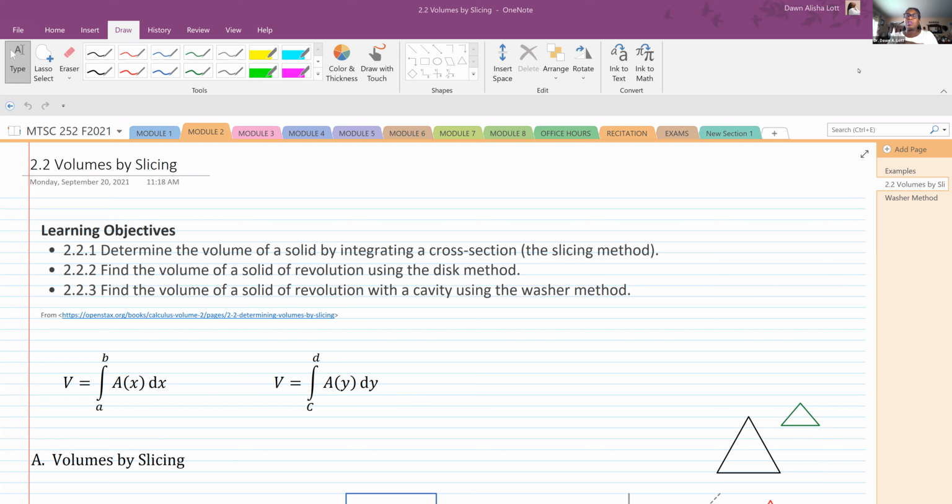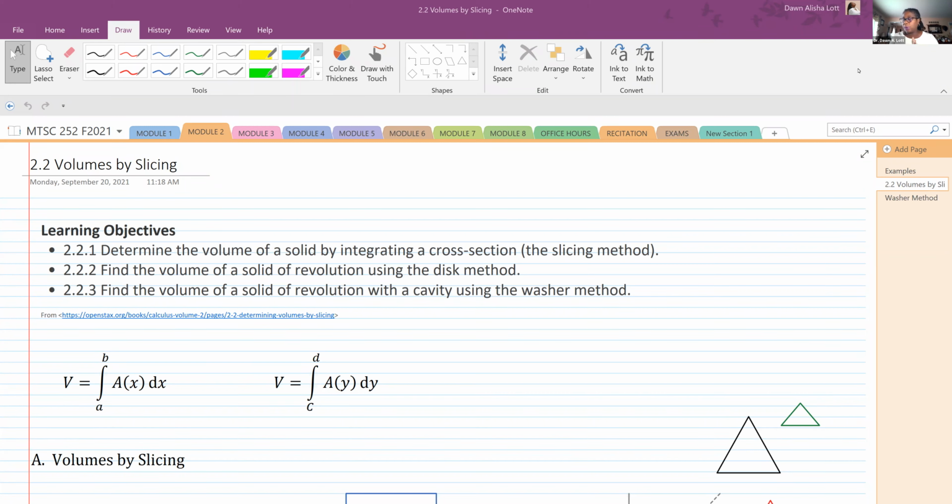So anytime you take an area and you extend it in any direction perpendicular to the area, you're going to get volume. So our volume is always going to be the integral from a to b of the area defined as a function of x dx, or it's going to be the integral from c to d of the area defined as a function of y. It just depends on whether it's in the x direction or the y direction.